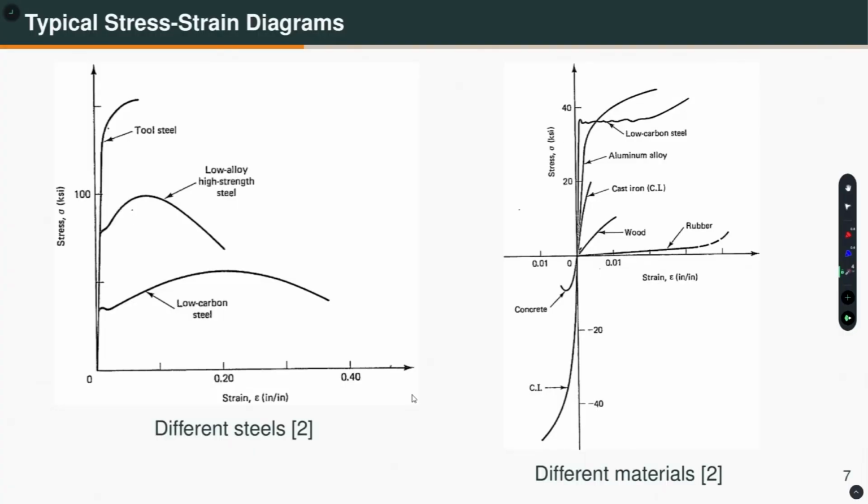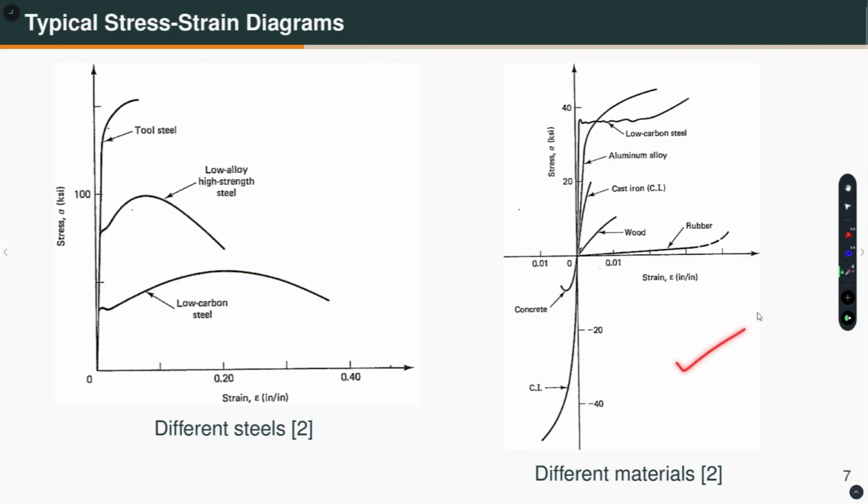Here I am showing you typical stress strain diagrams for different materials. On the left hand side, these are for different steels. This is taken from the engineering mechanics book by Professor Popov. On the vertical axis I am plotting the stress sigma, and the horizontal axis is the strain. If you take tool steel, the steel that is used to manufacture tools, it is something like this, very high strength but brittle. And then this is for low alloy high strength steel, and these are for low carbon or mild steel.